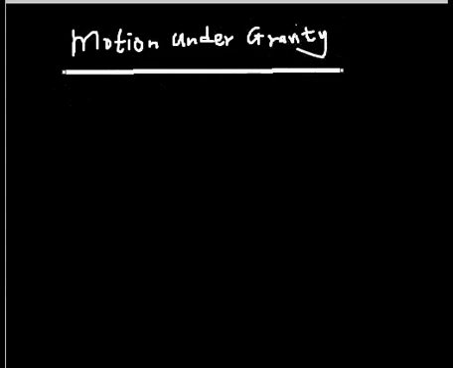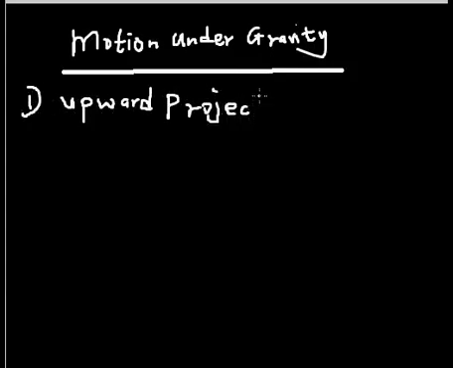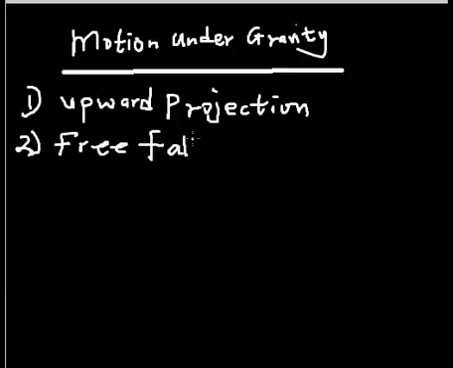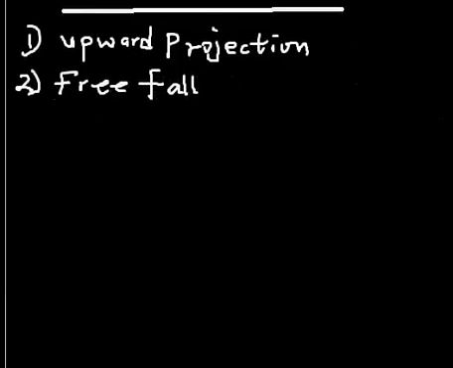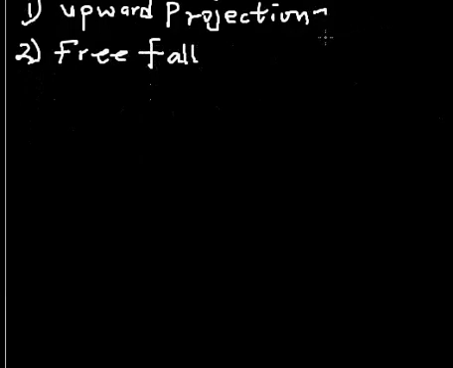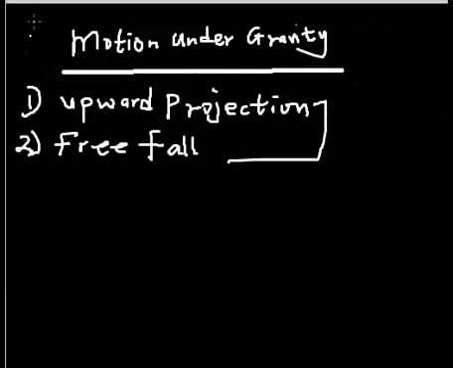Now under this, we are going to look at a situation where this object is going upward. Look at an upward projection. Then we look at the situation where the object is coming downward, which leads to what is known as free fall. Free fall from a particular height. Now, looking at this, we say that this is motion under gravity, all right?